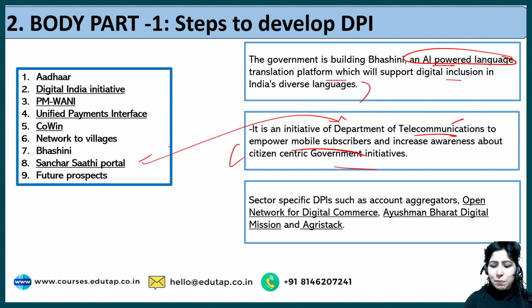And future aspects, for example, Open Network for Digital Commerce, very important. This also we have discussed, that right now you have players like Amazon, Flipkart, where digital commerce can happen and you have to pay them a fee. But in the coming times, when the government develops the Open Network for Digital Commerce, you will be able to shop and sell your products online with the help of this open network. So you don't have to build a separate website, or go to a private vendor to sell your products or carry out online commerce. Then you have Ayushman Bharat Digital Mission, Agri Stack is there, which is coming up just like India Stack.